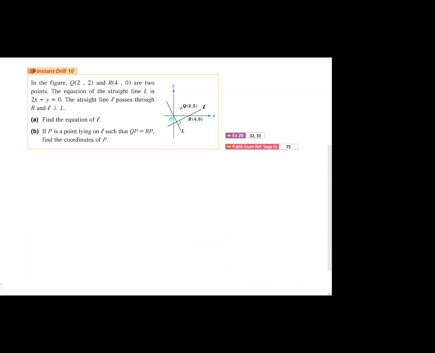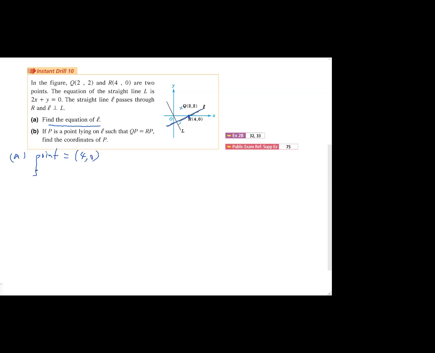So in the figure, Q and R are 2 points. The equation of the straight line L is 2x plus y equals 0. The straight line L passes through R, and small l is perpendicular to capital L. In part A, we need to find the equation of small l. So find the equation of straight line. We just follow the point slope equation approach. So we just choose the coordinates of a point lying on straight line L. Straight line L is here, and we have point R is on the straight line. So we choose 4, 0 as the point, okay?